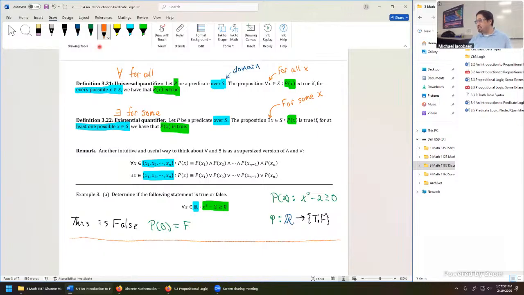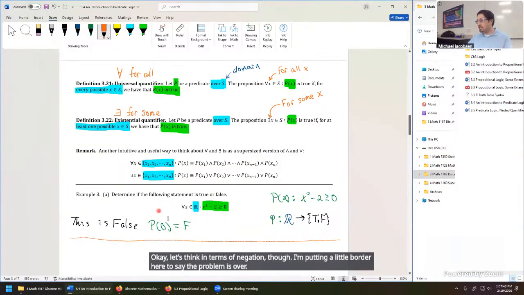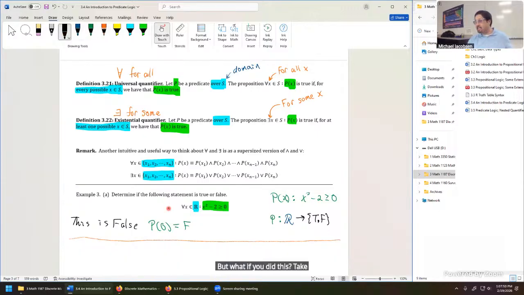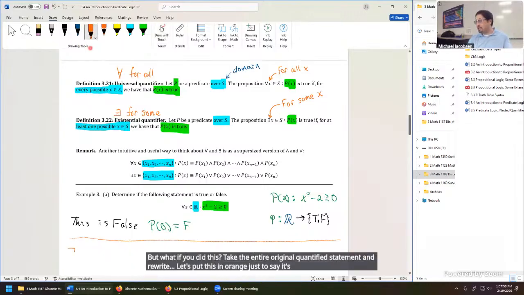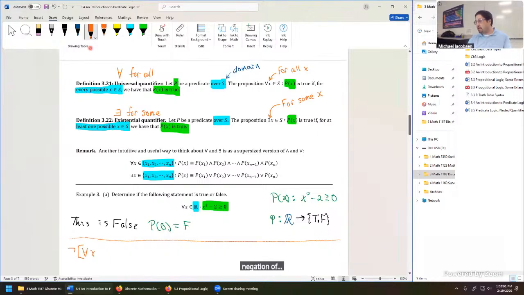Okay, let's think in terms of negation though. I'm putting a little border here to say the problem is over. We said it's false. We showed why we have a false statement when we plug 0 inside there. Negative 2 is not greater than or equal to 0. But what if you did this? Take the entire original quantified statement and rewrite, let's put this in orange just to say it's a comment, the negation of: for all x in R, x squared minus 2 is greater than or equal to 0.